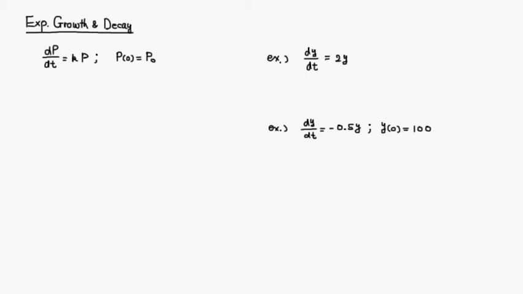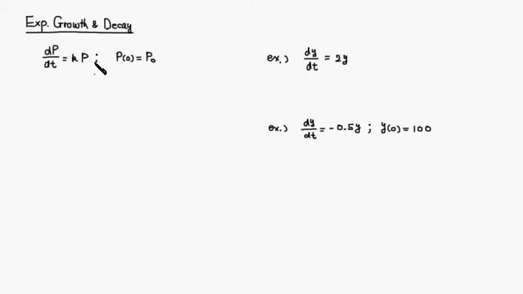Okay, let's look at exponential growth and exponential decay. When you have exponential growth or decay, the differential equation goes like this. The rate of change of quantity P, you can think of it as a population of bacteria, is proportional to the population itself. This is a typical equation we get. The initial condition is, let's say at t equals 0, the initial population is P0.